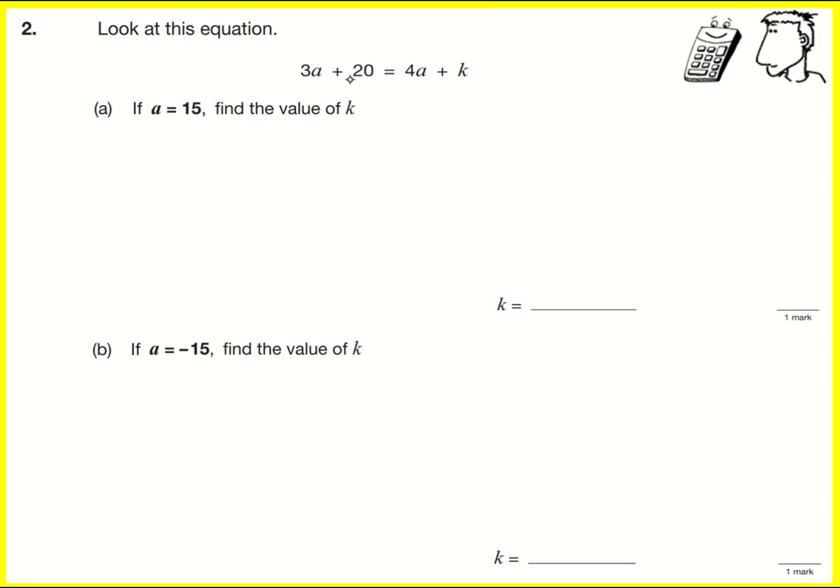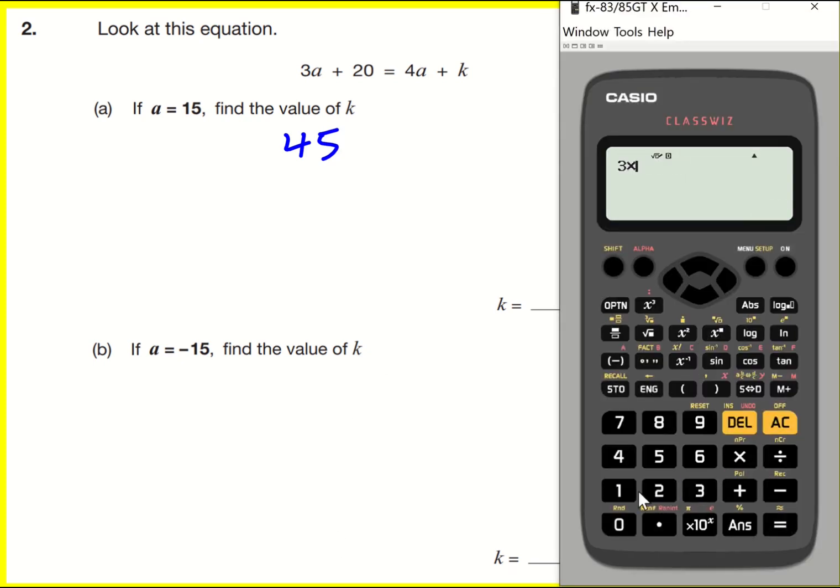An equation with a and k in, but in part A we're told what a is. So then it's going to change in part B, we should mention. So this is 3 times a. It's going to be 45. 3 times 15 is 45. You can do that on your calculator if you want to. No worries. 3 times 15, 45.